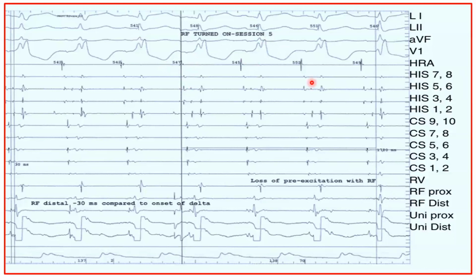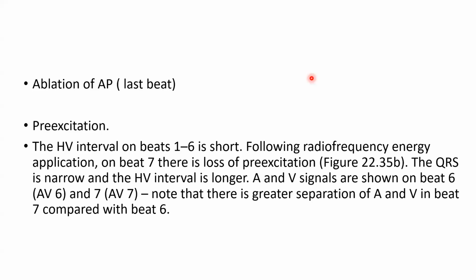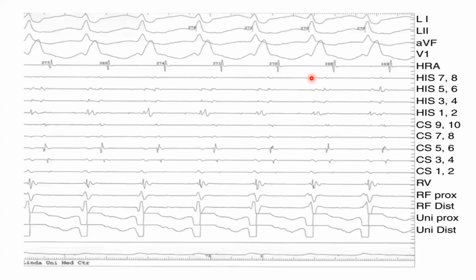H to V is very short, till we reach here. H, then V. So HV here is around 40 milliseconds. This is a normalized HV, and there is an ablation catheter. Most likely the accessory pathway is ablated, and this is a successful accessory pathway ablation. So ablation of the accessory pathway, seeing the last bit, there is a short HV interval in the first 6 beats.